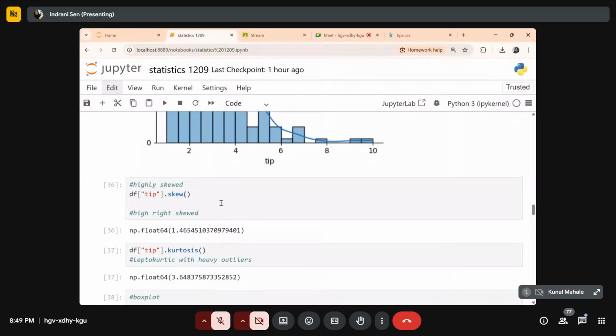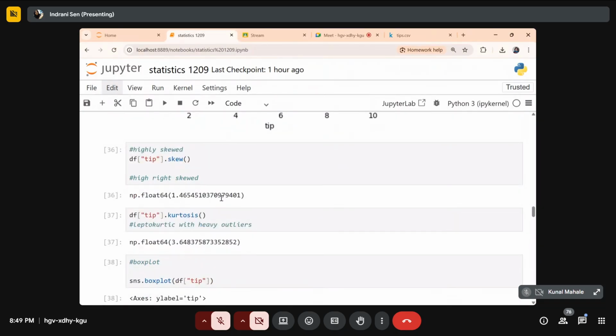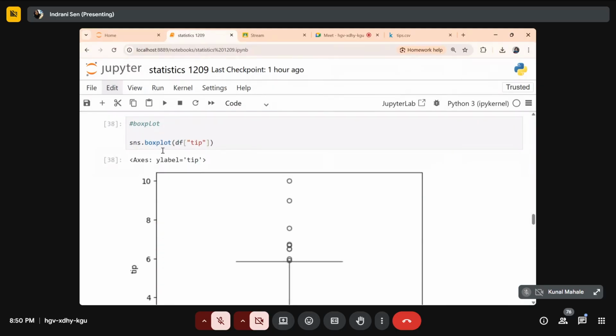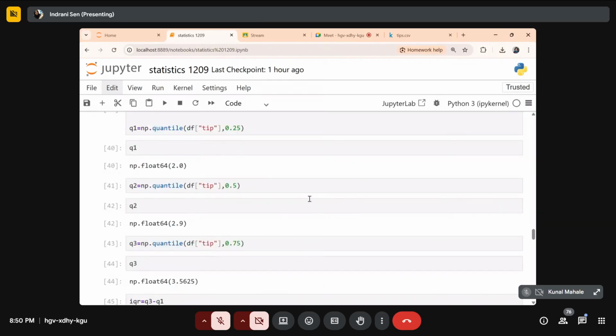For these columns I want to calculate the skewness, so .skew. This is a command. Then .kurtosis. And for visualization, I'm using sns.boxplot, and I'm passing the column here.